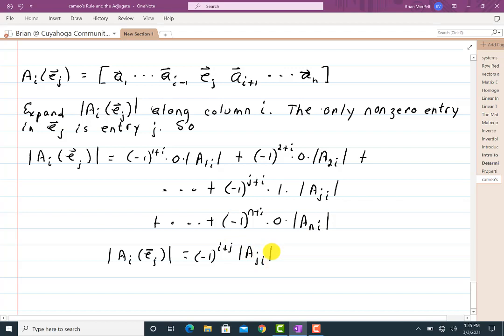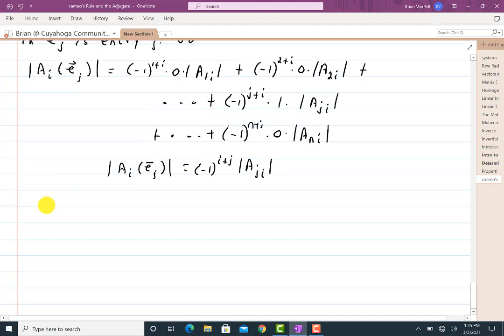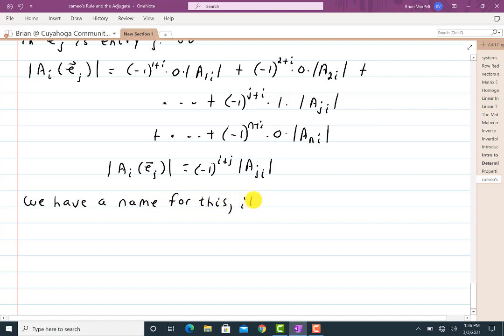Notice that the J and the I are switched from our normal convention. We have a name for this. It's called the cofactor. In fact, we have this formula, Cji equals -1 to the I plus j times a ji. This is the ji cofactor.